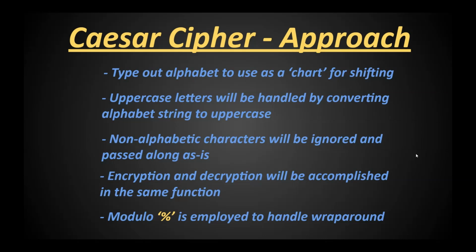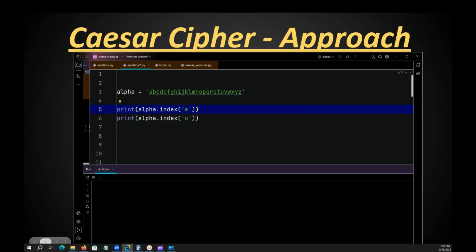Last point here is that the modulo operation is going to be employed to handle wraparound. Those of you familiar with ciphers understand wraparound a little bit, but for those who are not, get familiar. Wraparound is when you have a shift that takes you off the end of the alphabet. How do you handle restarting at the beginning of the alphabet for the rest of the shifting? Go back to our alphabet string. Let's think about a case where we have a W and a shift of 15.